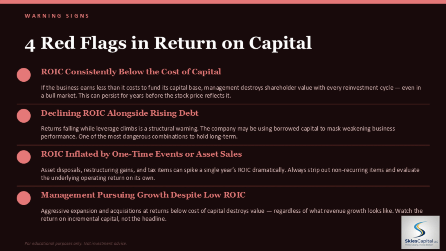Third, ROIC boosted by a one-time item. Asset sales, tax benefits, or accounting noise can distort the real picture. I want to see normalized returns, not cosmetic ones. Fourth, aggressive growth with weak ROIC. Growth does not fix weak returns. It usually amplifies it. Those are the 4 red flags: low returns, falling returns with more debt, distorted returns, and growth without value creation. That is what I'm watching for.